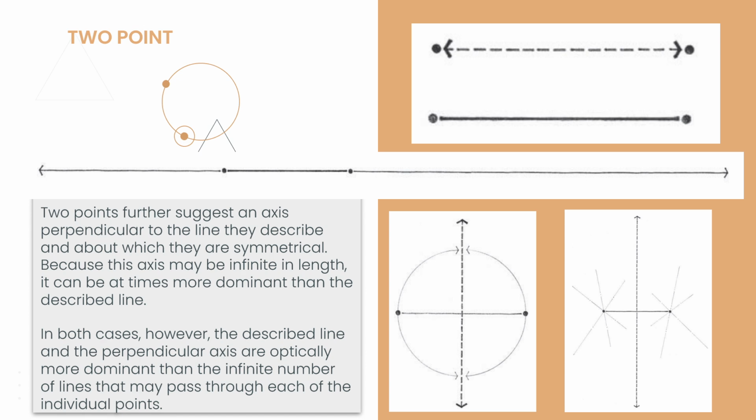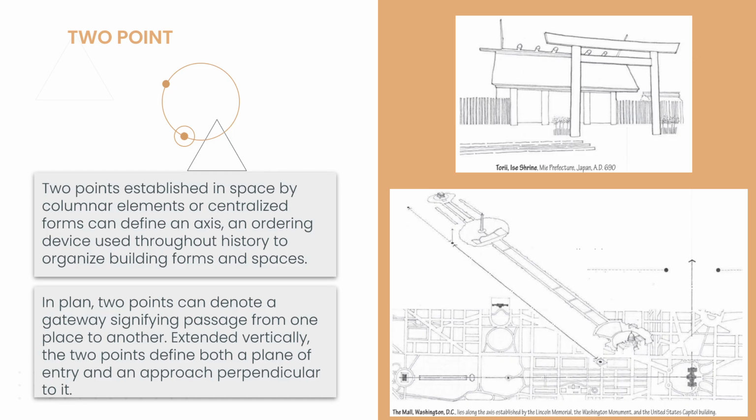2 points. 2 points further suggest an axis perpendicular to the line they describe and about which they are symmetrical. So to create 2 points, you will have a movement and you can also show direction. By connecting the 2 points, you will create what we call a line. That is the second element which we're going to discuss later. So 2 points established in space by columnar elements or centralized forms can define an axis.